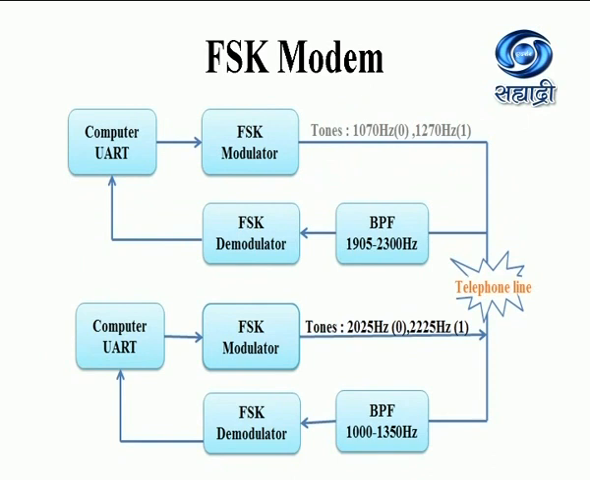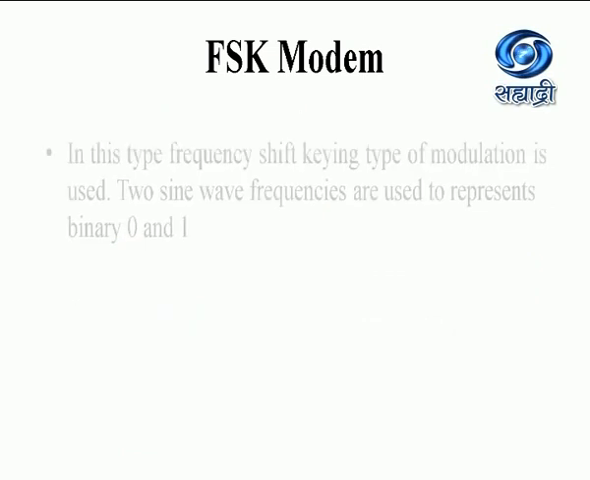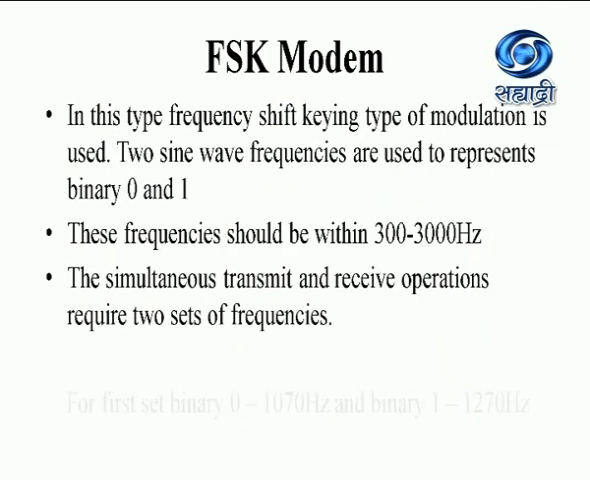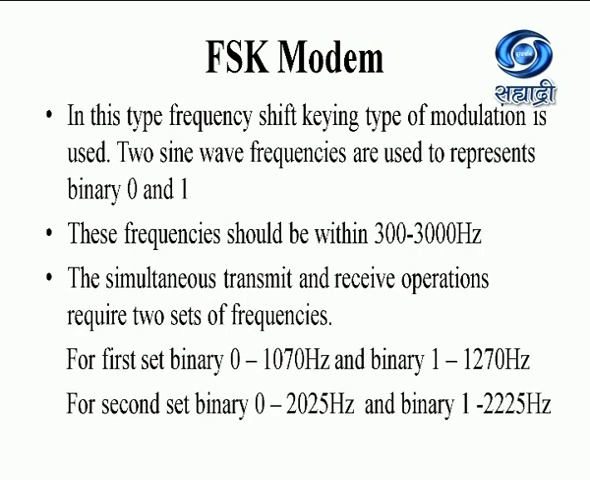In the modem, one type of modem is FSK, that is frequency shift keying modem. This is the block diagram of the frequency shift keying modem. If you observe this diagram, there are two sections, transmitter section and receiver section. In the first section, the computer, FSK modulator, FSK demodulator and bandpass filter are used. So basically, what do you mean by FSK? In FSK digital communication, frequencies are assigned for the binary signals, and in this type, frequency shift keying type of modulation is used.